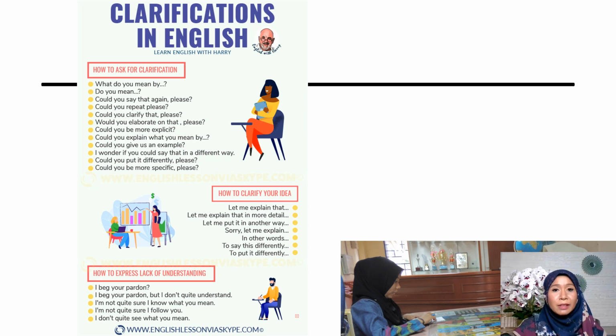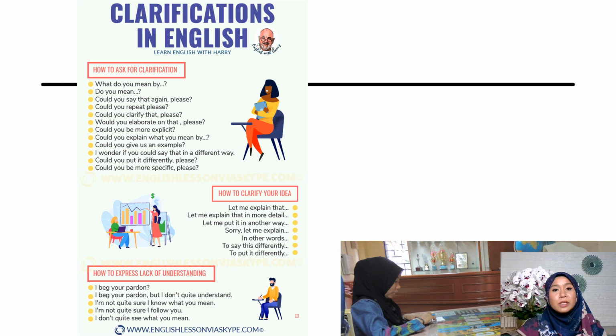So let's say that your friend is in the midst of breaking down his points and you don't understand what he or she is saying. These are the expressions that you can use if you lack understanding of the points. You can say, I beg your pardon. I beg your pardon, but I don't quite understand. I'm not sure I know what you mean. I'm not quite sure I follow you. I don't quite see what you mean.